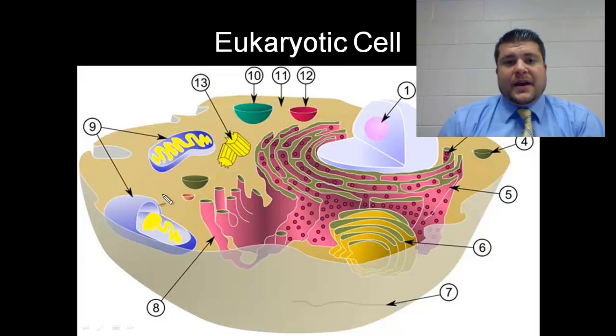So let's look at the big bad eukaryotic cell. Now these are a lot bigger than prokaryotic cells. And all of these things in here, they're called organelles. And I'm going to take you through each one of them.